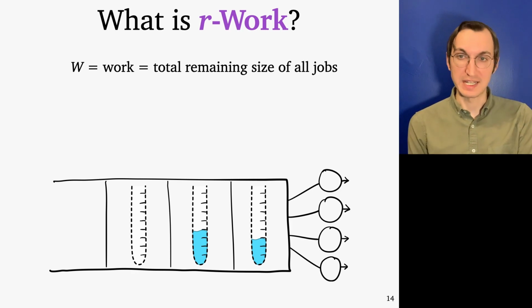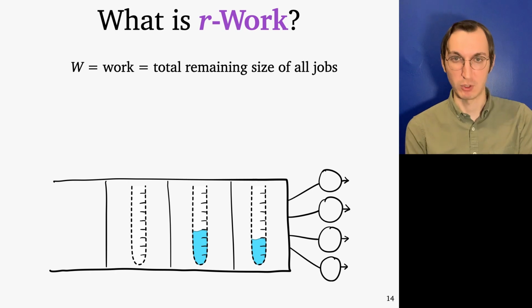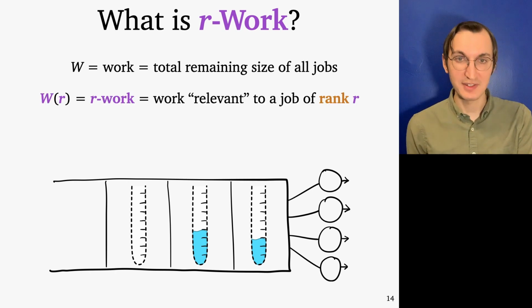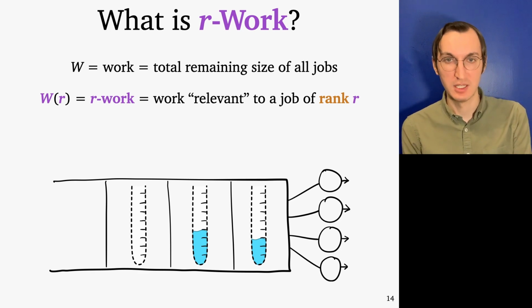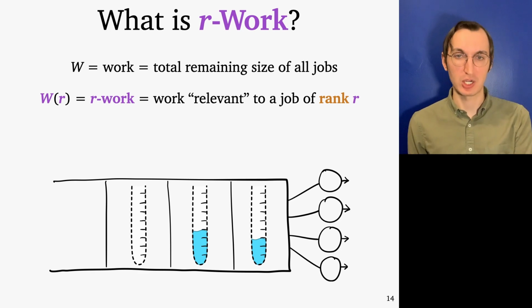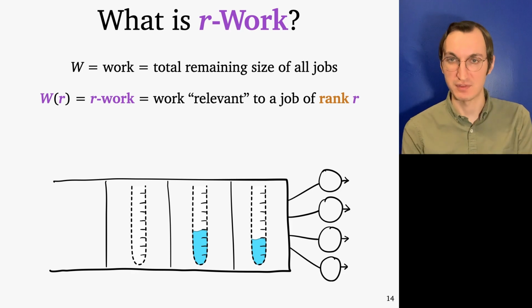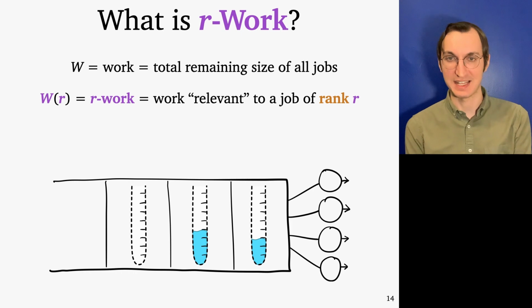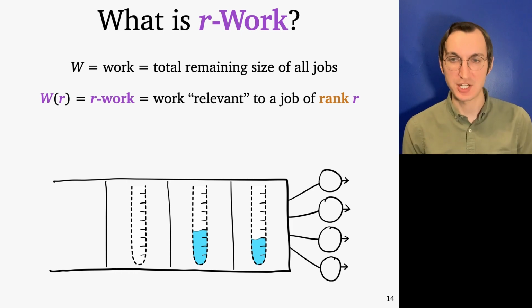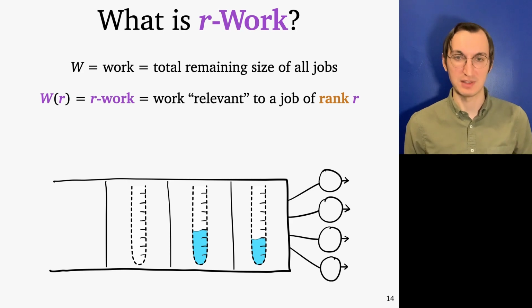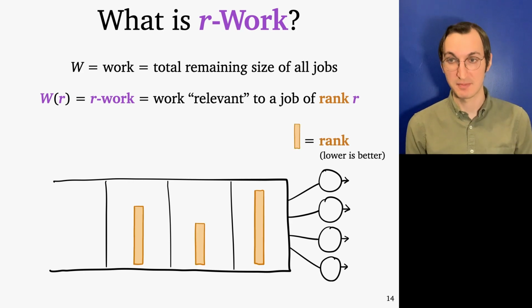So R-work is basically a subset of the work in the system. Specifically, it's the work that's relevant to a job of rank R. By relevant, I mean this is work that would be prioritized in front of a job of rank R. So it's work that happens on jobs while they have rank less than R. So to draw a picture of this, rather than looking at these test tubes, let's draw the rank of each of these jobs.